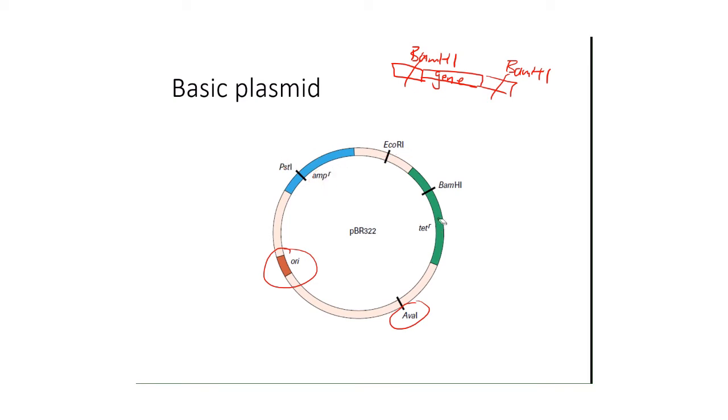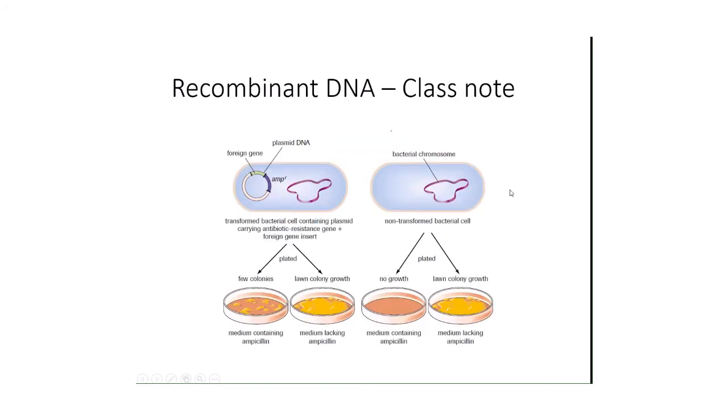If you insert the gene over here, then you can test it either on an ampicillin or tetracycline culture, because inserting a gene here will not disrupt the ampicillin resistance gene, and it will not disrupt the tetracycline resistance gene. So all this stuff, it's kind of complicated. I'm going to try to explain to you in a class note, and hopefully it'll make more sense afterwards.